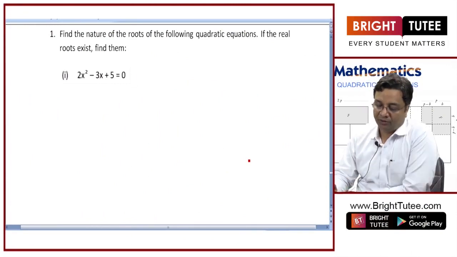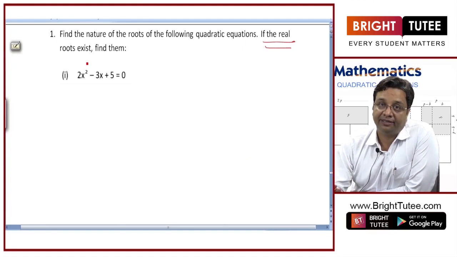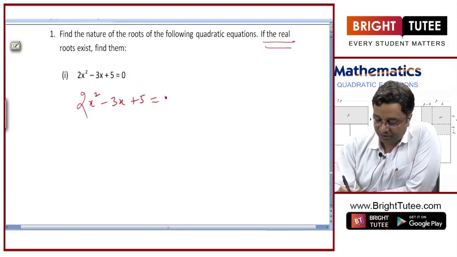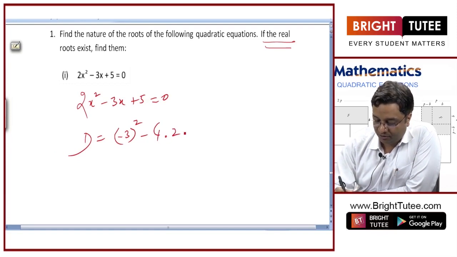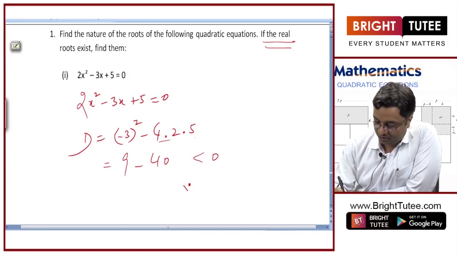Find the nature of roots of the following quadratic equations. If real roots exist, then find them. Okay. So this is 2x squared minus 3x plus 5 equal to 0. So the discriminant is what? Minus 3 square minus 4 into 2 into 5. You can clearly see this is 9 minus 40, right? So this is lesser than 0. Hence we can say no real roots.